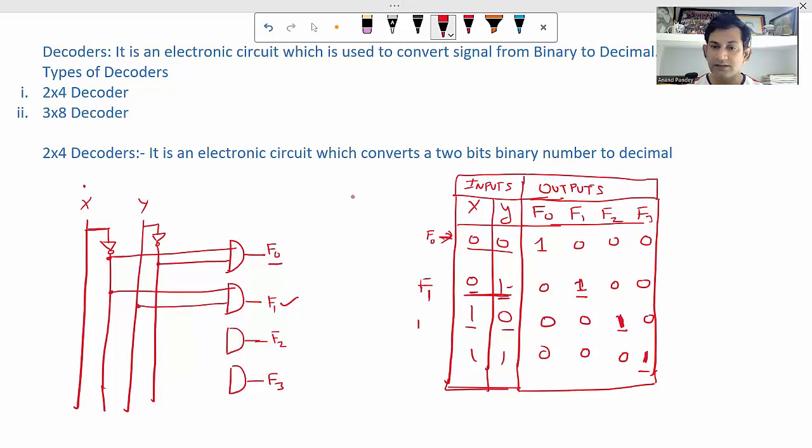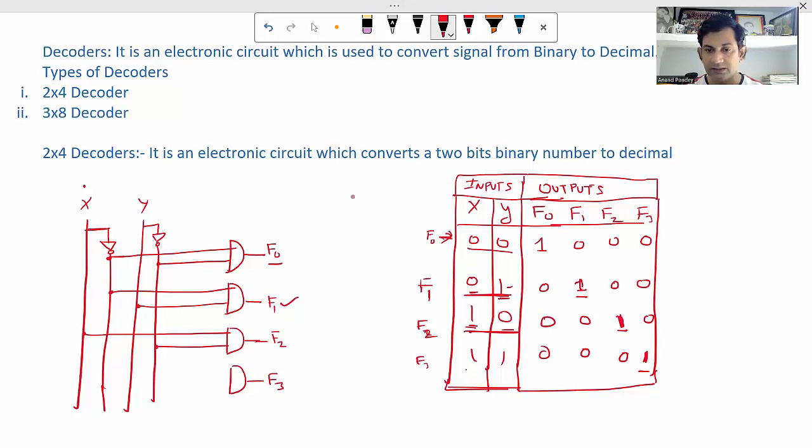Okay. Now finally F2. As per this row, we are going to join F2. So here X is 1. The value of X is 1, so the line which has no NOT gate of X will be used here. And Y is 0, so the line which has NOT gate of Y will be used here. I think things are clear.